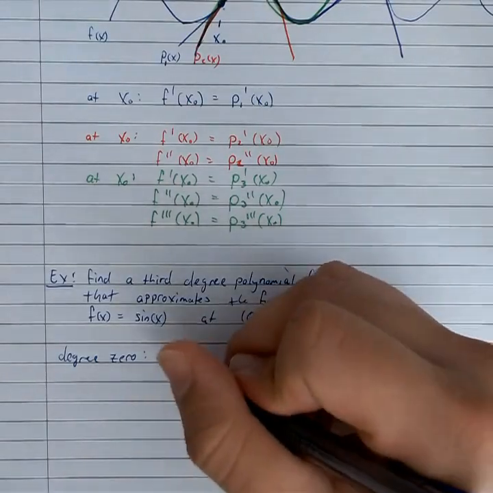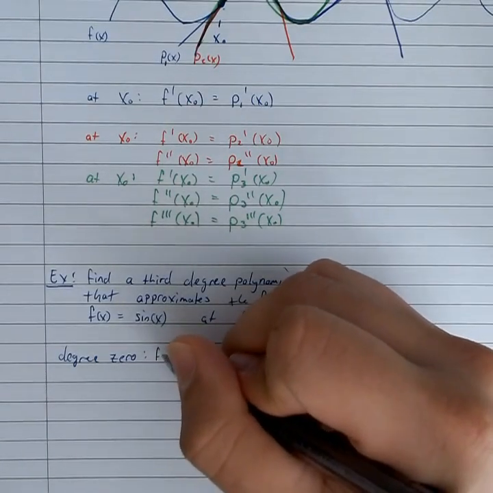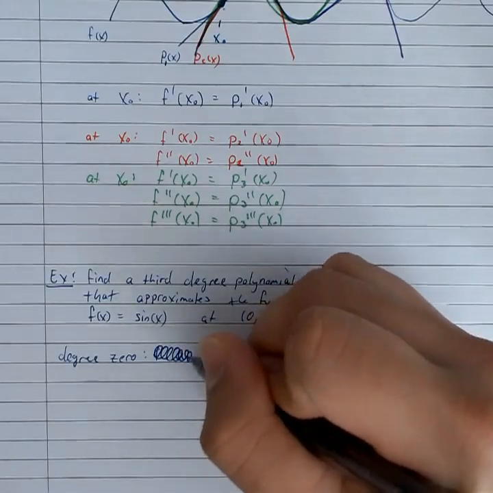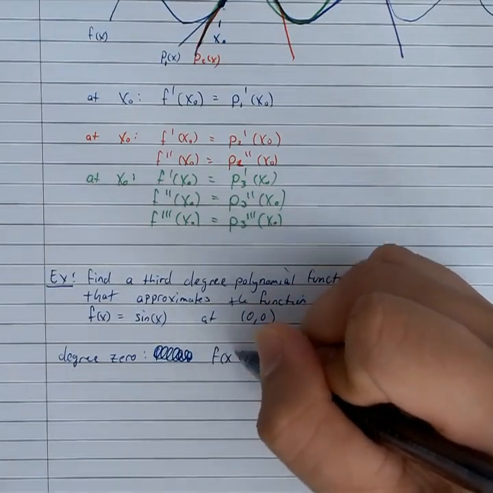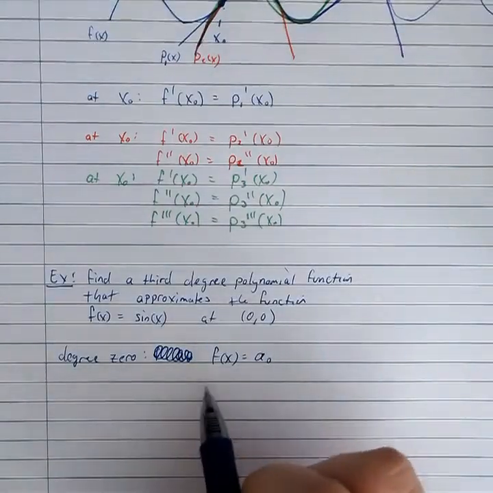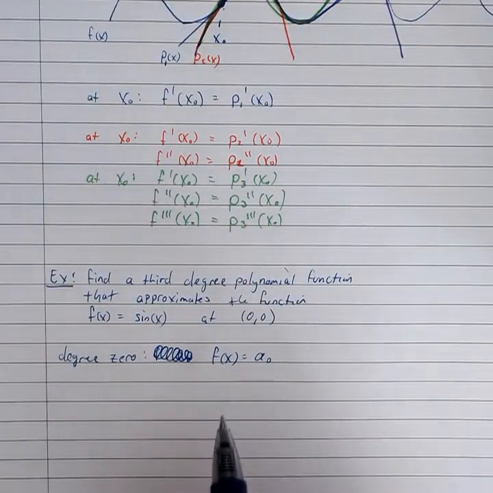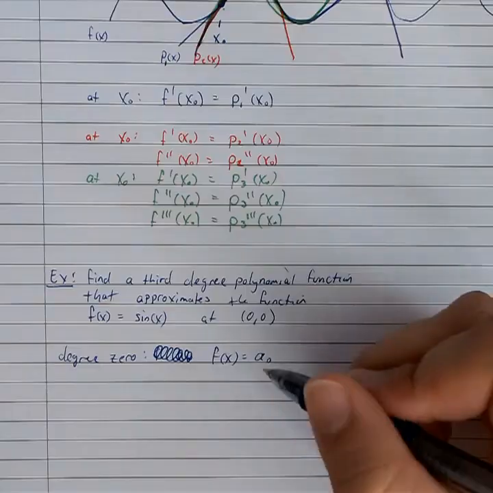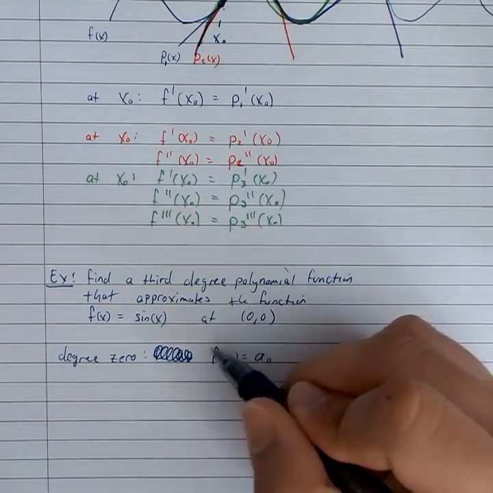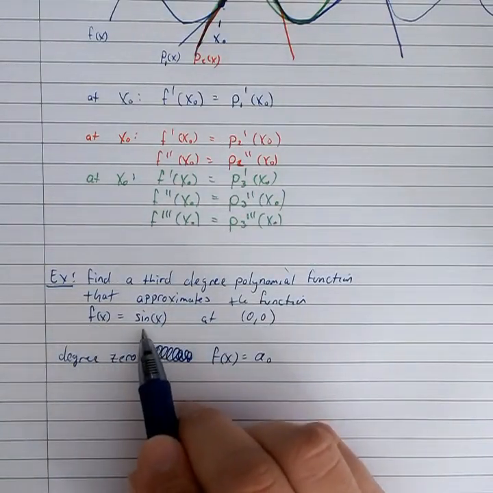All right, and that's going to be my function. Let me space that out a little bit more. I'm going to have f of x equals a sub 0, because after all, that's what a 0-degree polynomial is. It's a constant.